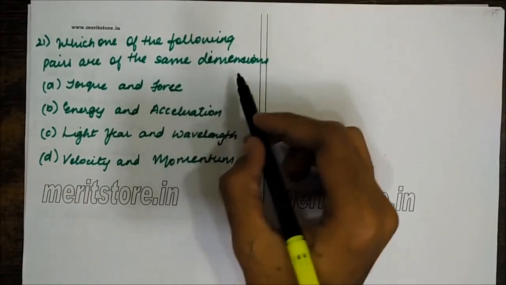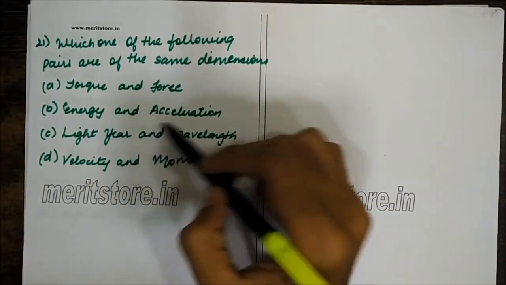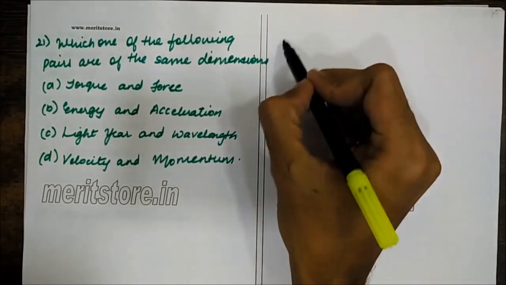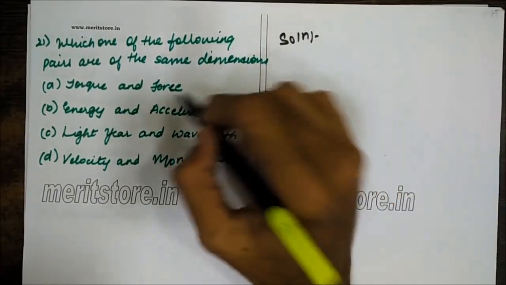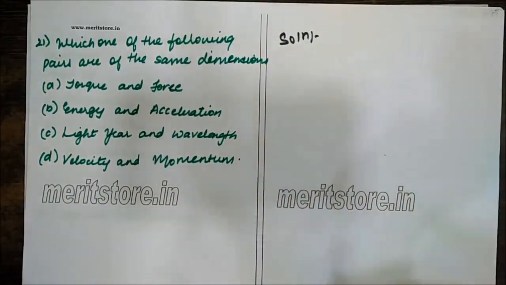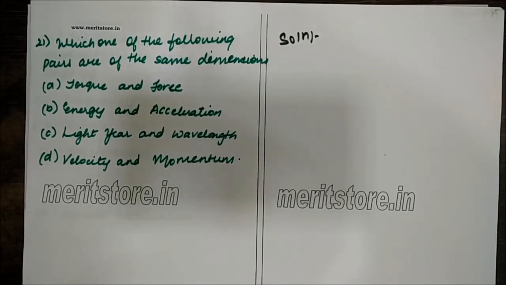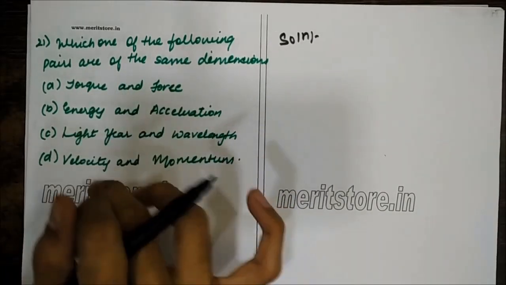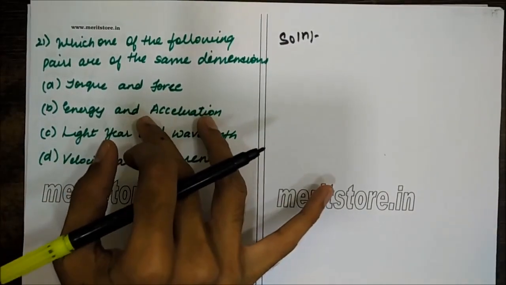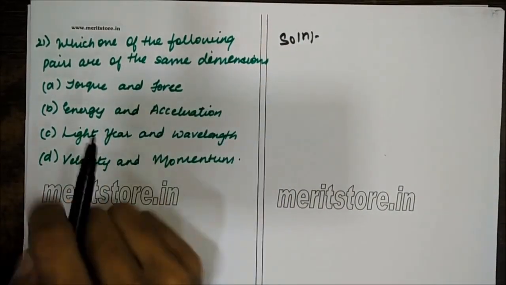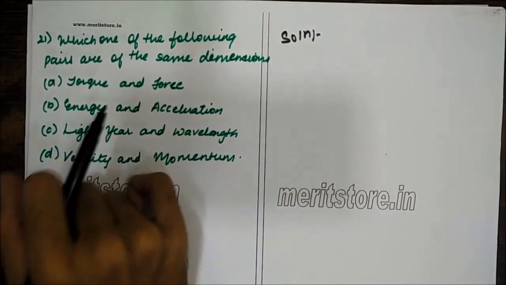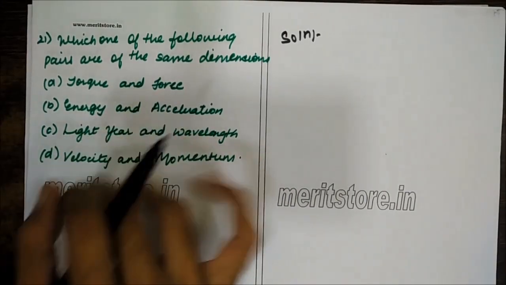Which of the following pairs have the same dimensions? Torque and force, energy and acceleration, light year and wavelength, and velocity and momentum. Here, torque and force: torque is the force acting, and force is mass into acceleration, so they have different dimensions. Energy and acceleration: energy has a different dimension, and acceleration is meter per second square. Light year and wavelength: both are distances, both are used to measure lengths.